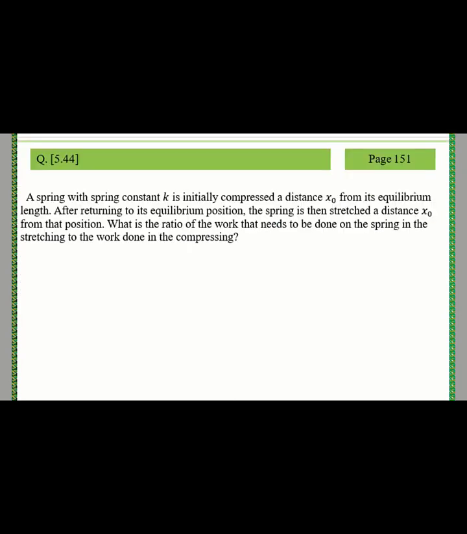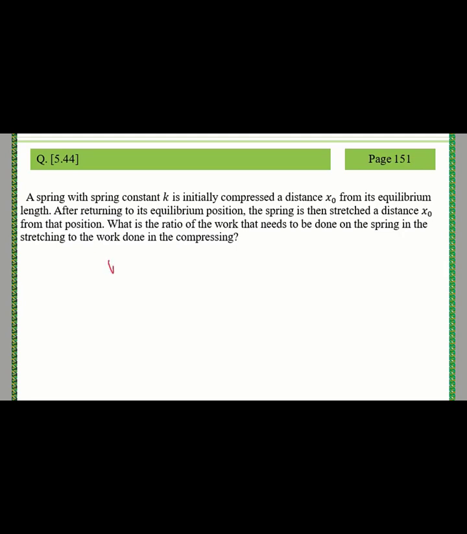A spring with spring constant k is initially compressed at a distance x naught from its equilibrium length. After returning to its equilibrium position, the spring is then stretched a distance of x naught from its equilibrium position. What is the ratio of the work that needs to be done on the spring while stretching to the work done in compression?